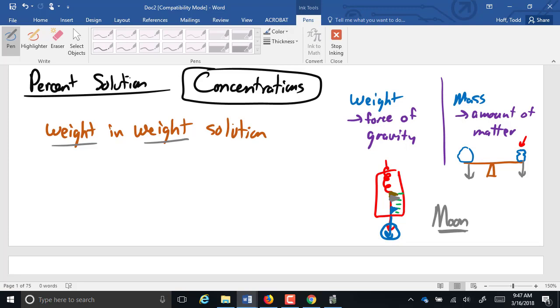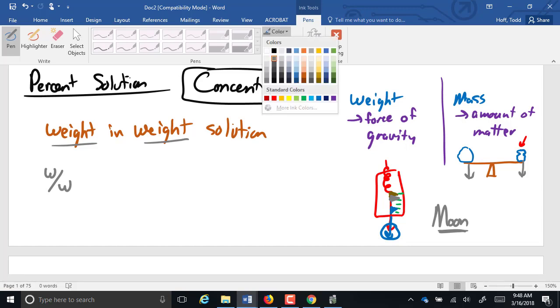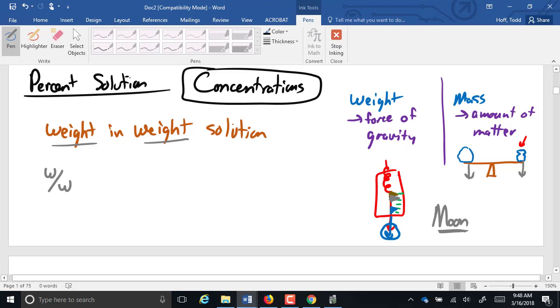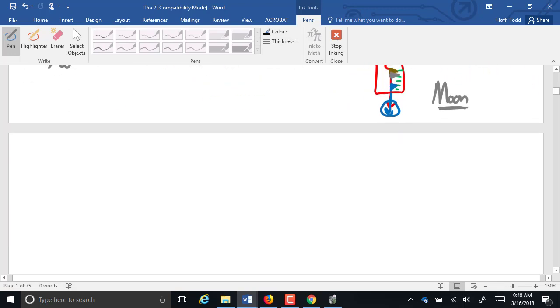So since gravity is relatively constant, we tend to just kind of sloppily switch back and forth between weight and mass. I just wanted to bring that up because even though we're calling this a weight in weight solution, we're using mass units. We're using milligrams and grams. So anyway, there's an abbreviation. We usually do W/W solution. So let's find the concentration.